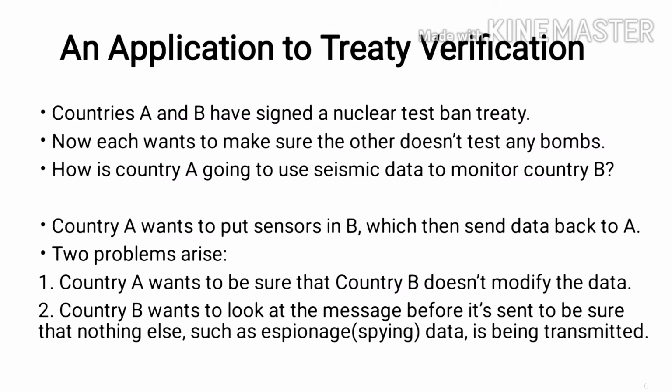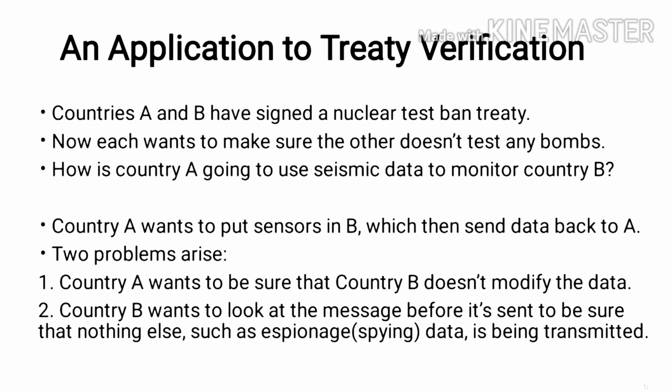Generally, a treaty is a formally concluded and ratified agreement between countries or states. Now, we move on to an example to demonstrate this aspect. Countries A and B have signed a nuclear test ban treaty. Each country wants to make sure that the other doesn't test any bombs. Now, is country A going to use seismic data to monitor country B? Before proceeding, we must know what seismic is. It is the geological surveying method involving vibrations produced artificially by explosions.